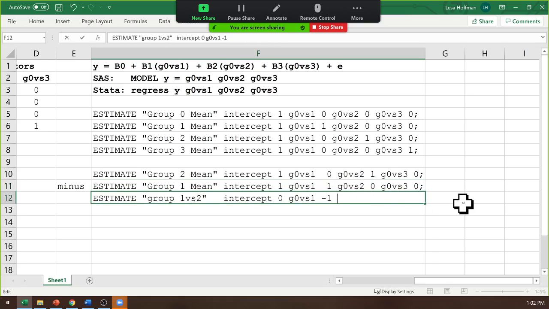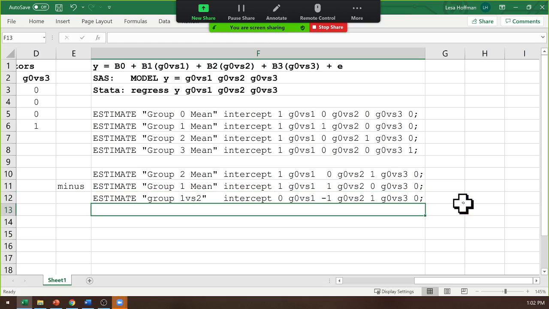How about here, group 0 versus 2? What goes here? 1 minus 0 is 1. And group 0 versus 3, what goes here? 0. Semicolon. There.